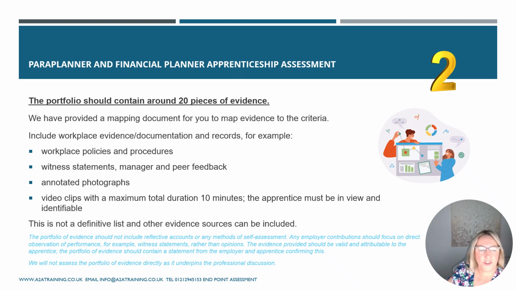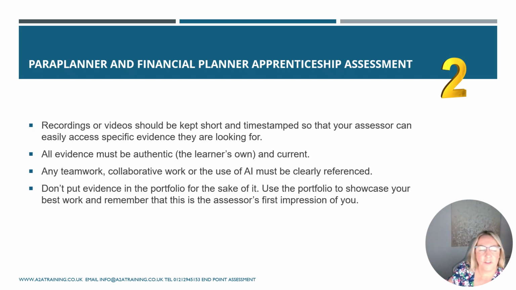The portfolio itself should contain around 20 pieces of evidence and can include workplace evidence and documentation or records, for example, workplace policies and procedures, witness statements, manager and peer feedback, annotated photographs or videos, or other workplace evidence. Recordings or videos, if they're used, should be kept short and should be timestamped so that your assessor can easily access specific evidence they're looking for. Evidence must be authentic and current, and any teamwork or collaborative work, including the use of AI, must be clearly referenced.